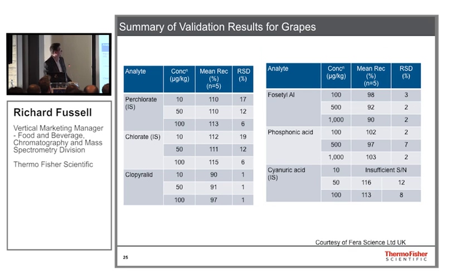And if you look at other compounds in grape, it's a very similar story, like with perchlorate and chlorate, chlorpyrifos. In this case, in the grape matrix, we actually managed to get good data at 10 ppb for chlorpyrifos with an RSD of 1, with no internal standard calibration here. And again, you can see phosphonic acid at higher concentrations has an RSD of 3, and phosphonic acid is 2. Cyanuric acid again has given us poor sensitivity in the grape matrix.